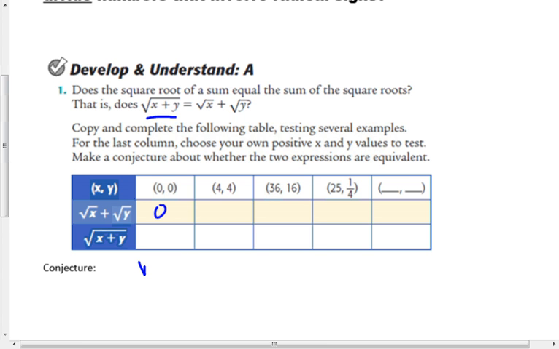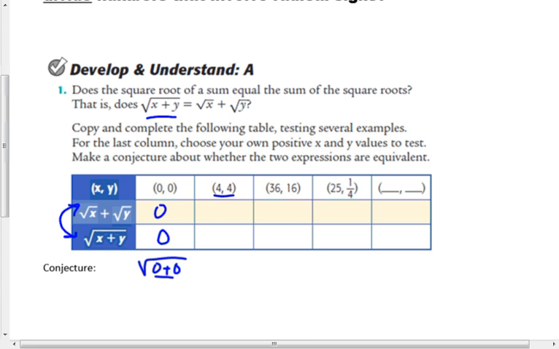And down here, instead of doing the square root separately, we're just going to add 0 plus 0 first, which is 0, right? And then find the square root, and that's 0. What I'm trying to see is, are these two the same? And in this case, they were the same. So let's try another one.